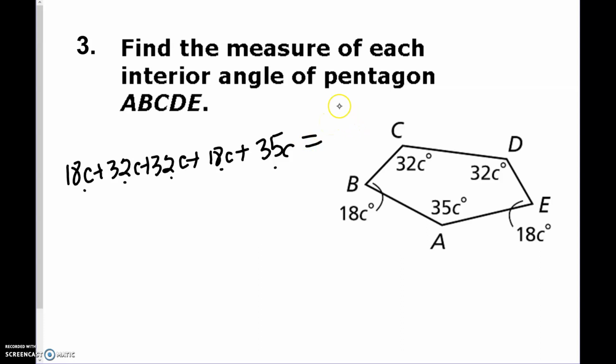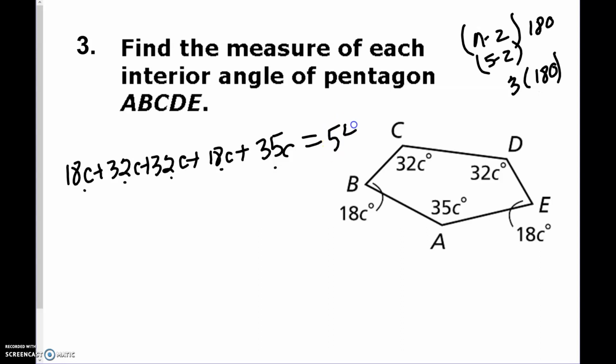And so the pentagon, remember that formula, is n minus 2 times 180. So pentagon is 5 minus 2. So we're going to do 3 times 180, and 3 times 180, I think, is going to give us 540. All right, so now we just add all of these up and find out what C is, and then we can plug them all in.